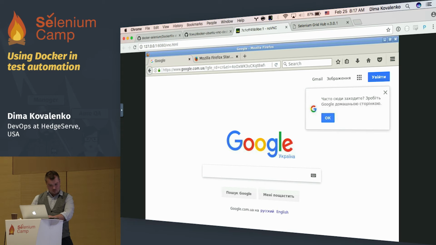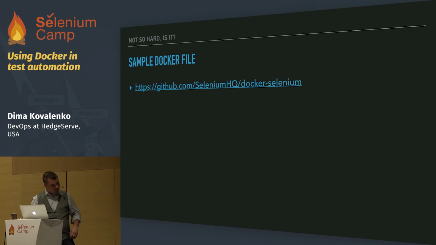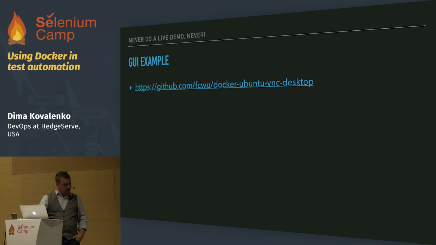Let's see, next slide. So those are the URLs for the Docker Selenium and the URL for the Docker Ubuntu VNC. You can go and merge those files in any way you want.